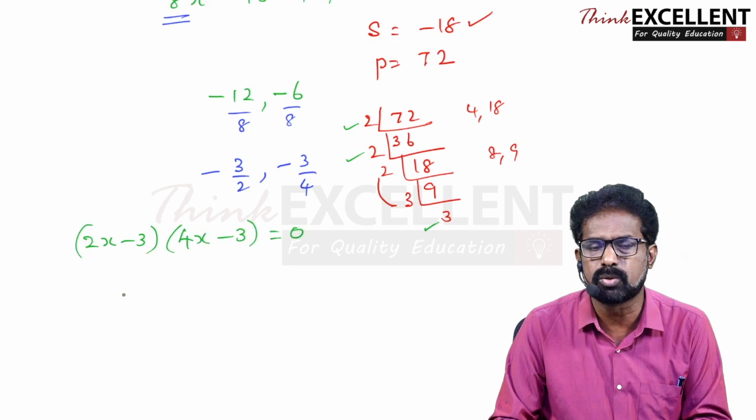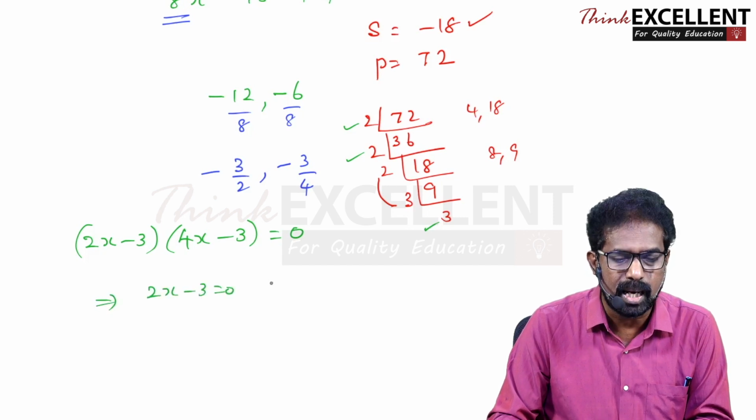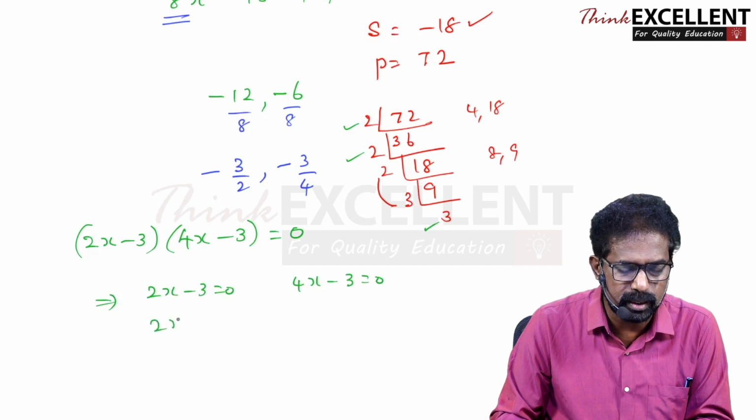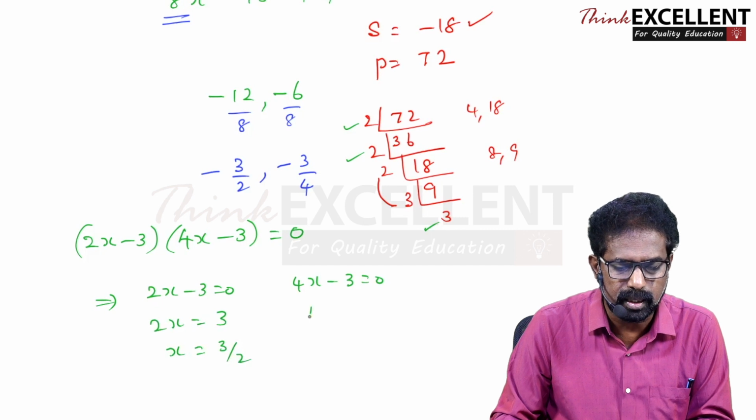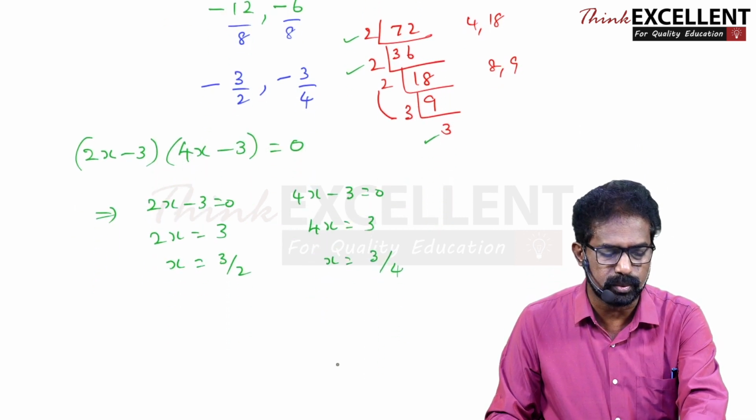So now you know there are two possibilities. 2x minus 3 equal to 0. Another one is 4x minus 3 equal to 0. So here 2x equal to 3 and x equal to 3 by 2. And here 4x is equal to 3 and x equal to 3 by 4, right? Okay, these are the answers you are getting.